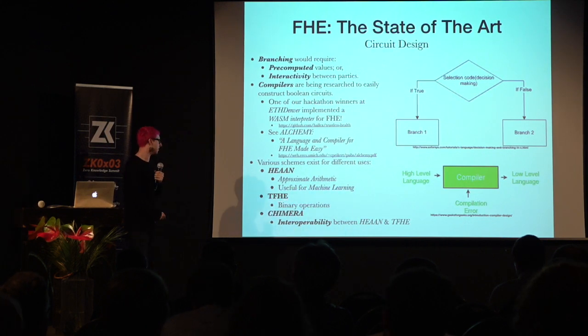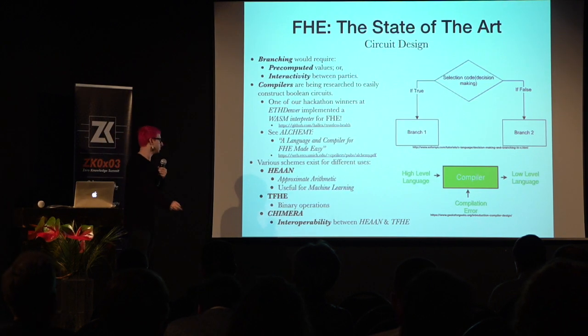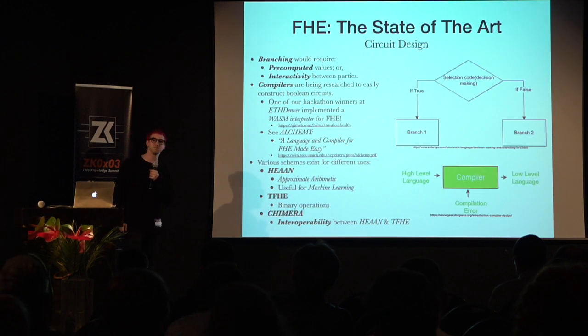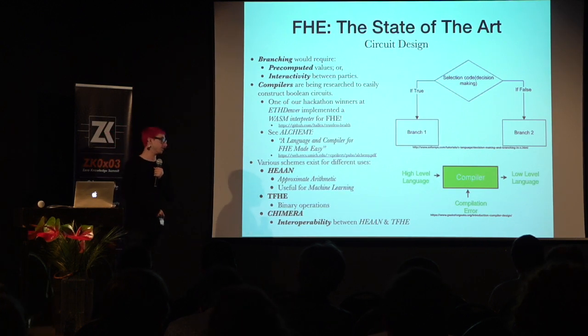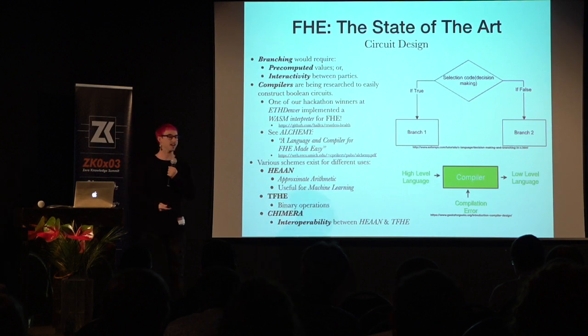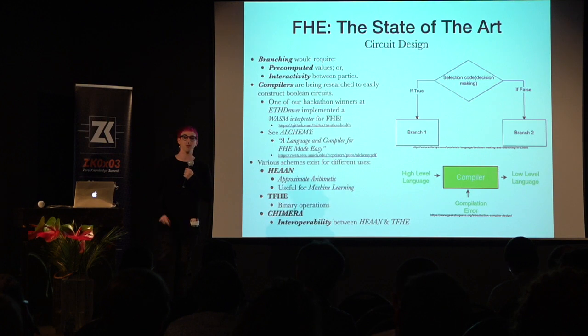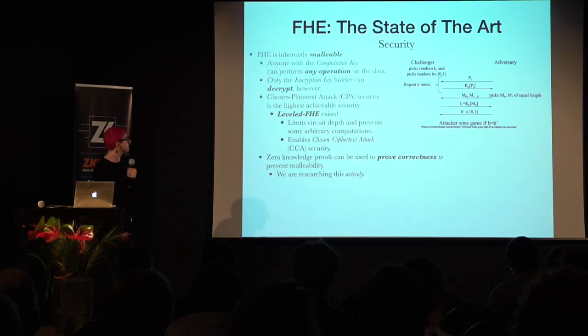TFHE uses binary operations, and say you want to do both, but you don't want to use different schemes. Well, fantastic, there's a framework for this called Chimera that is currently getting some notoriety that we're also looking at. It allows you to have interoperability between HEAAN and TFHE, meaning you can go between the different schemes and perform computations in either. So we'll get more into the security now.